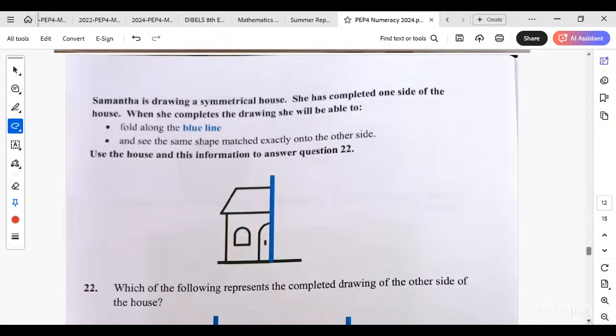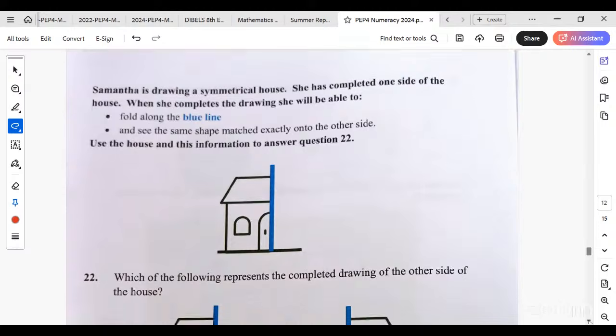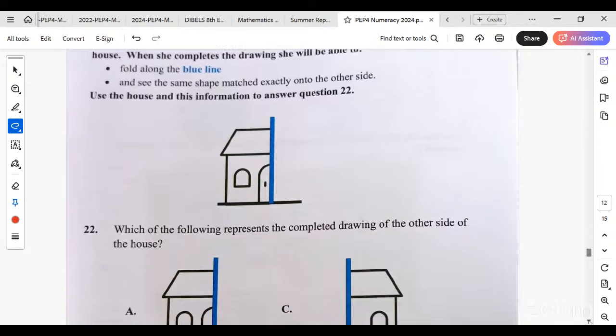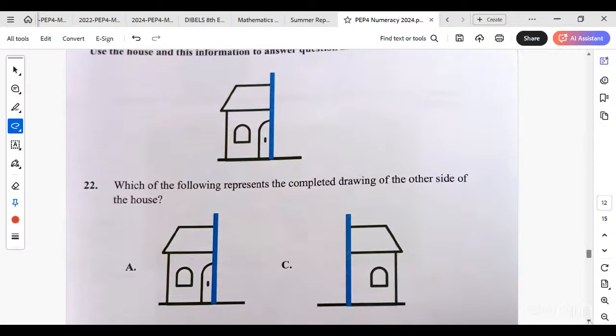Let's get to question 22. Samantha is drawing a symmetrical house. She has completed one side of the house. When she completes the drawing, she will be able to fold along the blue line and see the same shape match exactly on the other side. So use the house and this information to answer question 22. When you fold the paper, it should have the same shape on the other side, the mirror image. So which of the following represents the complete drawing of the other side of the house?